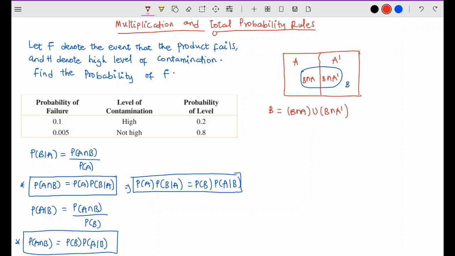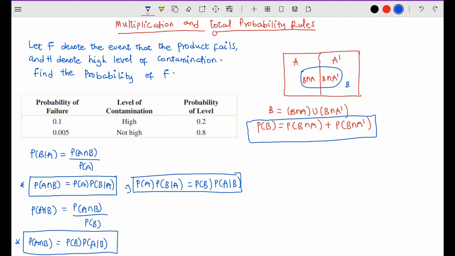All right, so let's say you want to find the probability of B. Then the probability of B will be equal to the probability of B intersection A plus the probability of B intersection A prime. That's what the probability of B will be. Now let's look at what else we can do to this. This is known as the total probability rule, but you are going to do another transformation to this formula using the conditional probability rule.